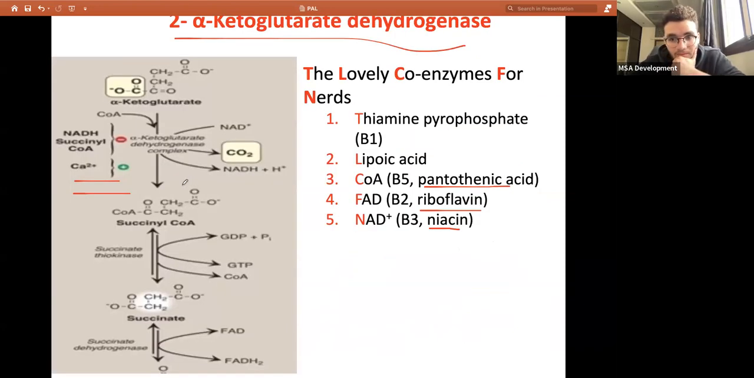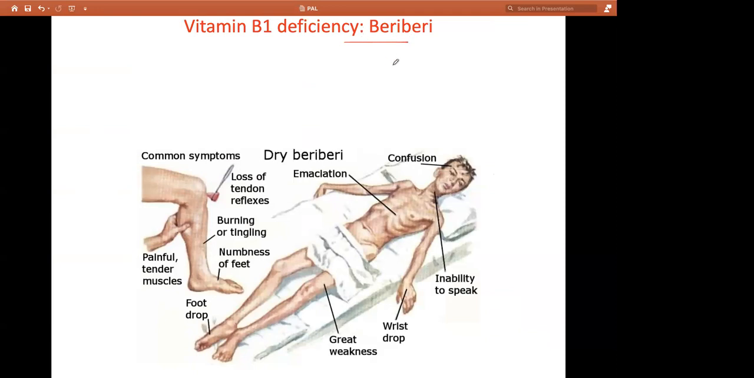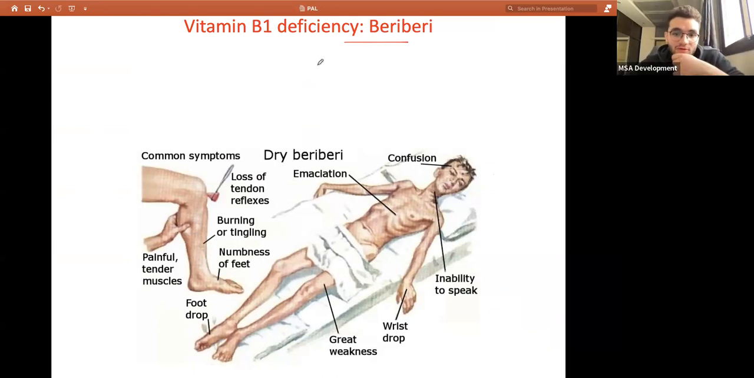Okay. So again, remember when we talked about beriberi, which is vitamin B1 deficiency? We said that in beriberi there's thiamine deficiency. As a result, there is no thiamine pyrophosphate, and again, PDH will not work.